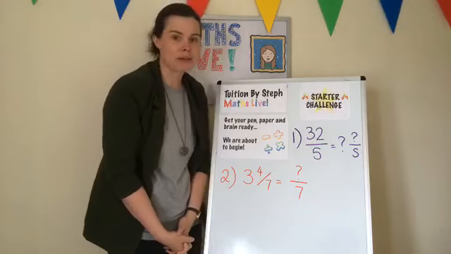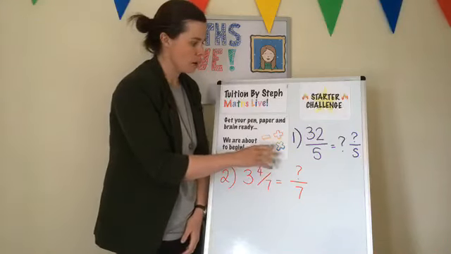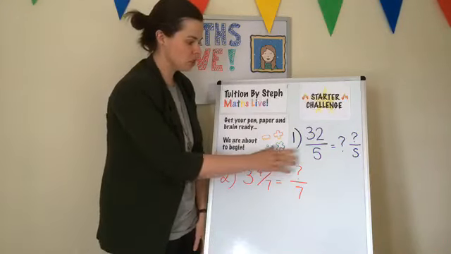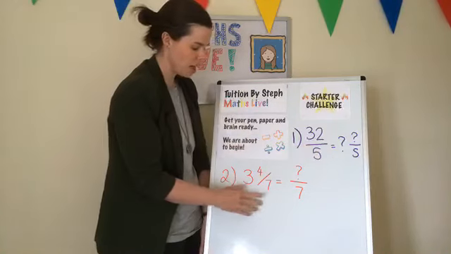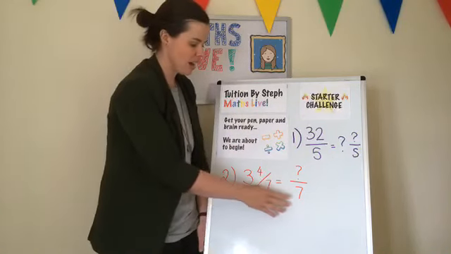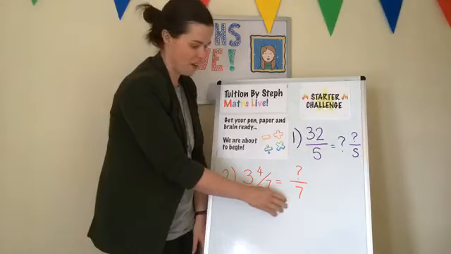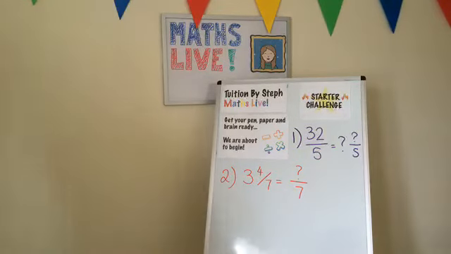So, recapping from yesterday's lesson, converting between mixed and improper fractions. First one, we've got an improper fraction I'd like you to convert into a mixed number fraction. And secondly, I've got a mixed fraction and I'd like you to convert it into an improper fraction. Have a go at that. I'll be back soon.